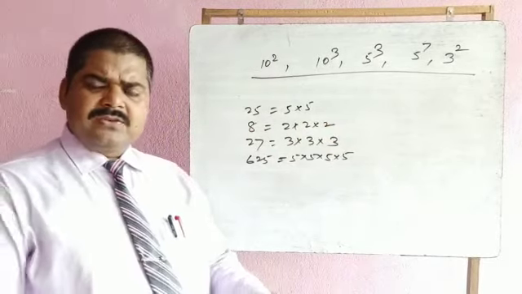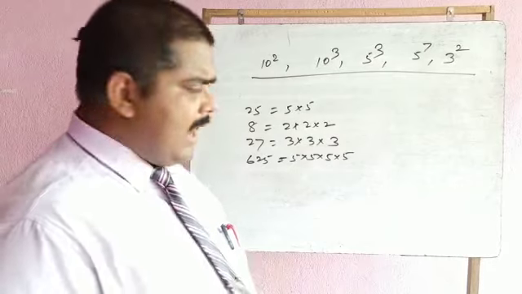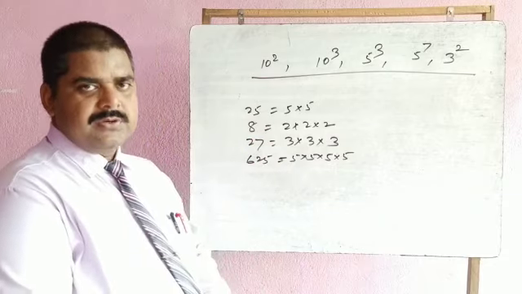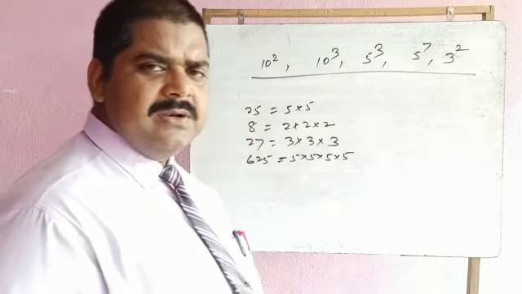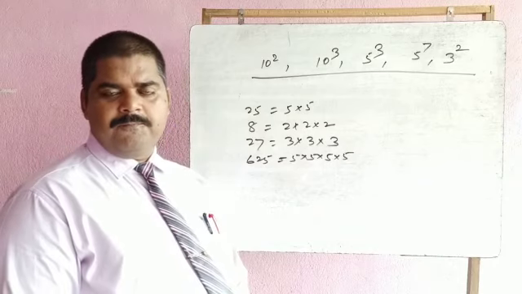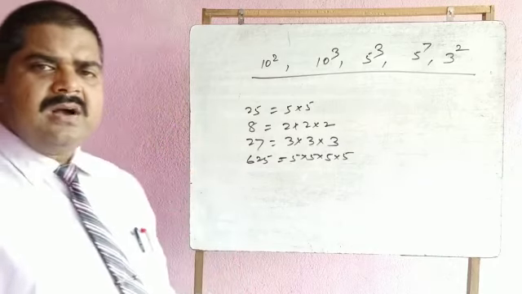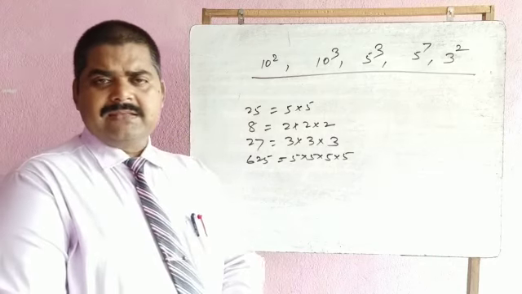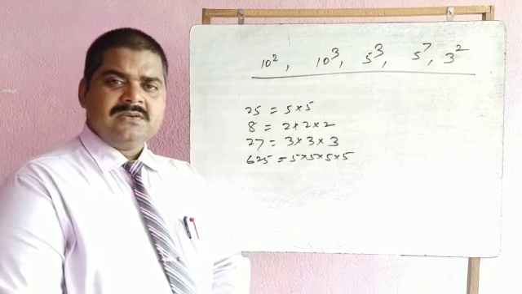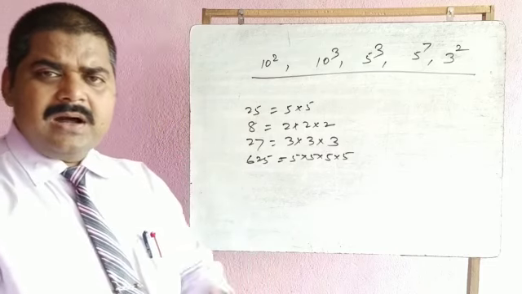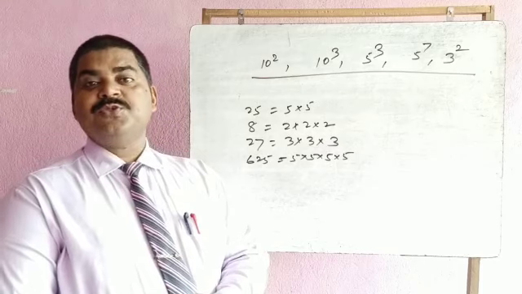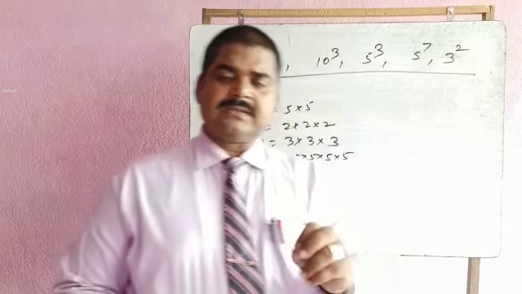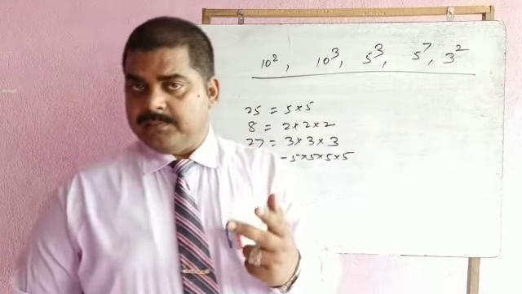Actually, this way of writing a number is something you study under prime factorization. It has been written as a product of primes. So any number which can be expressed as a product of primes can easily be converted into exponential form.